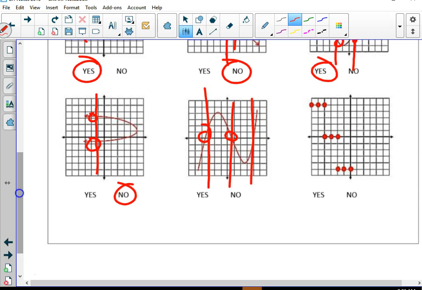1 point, 1 point, 1 point. Now, there's nothing drawn here, but, right? So that's a no. Even though it's not a drawn graph, it is data, so it's not a function.